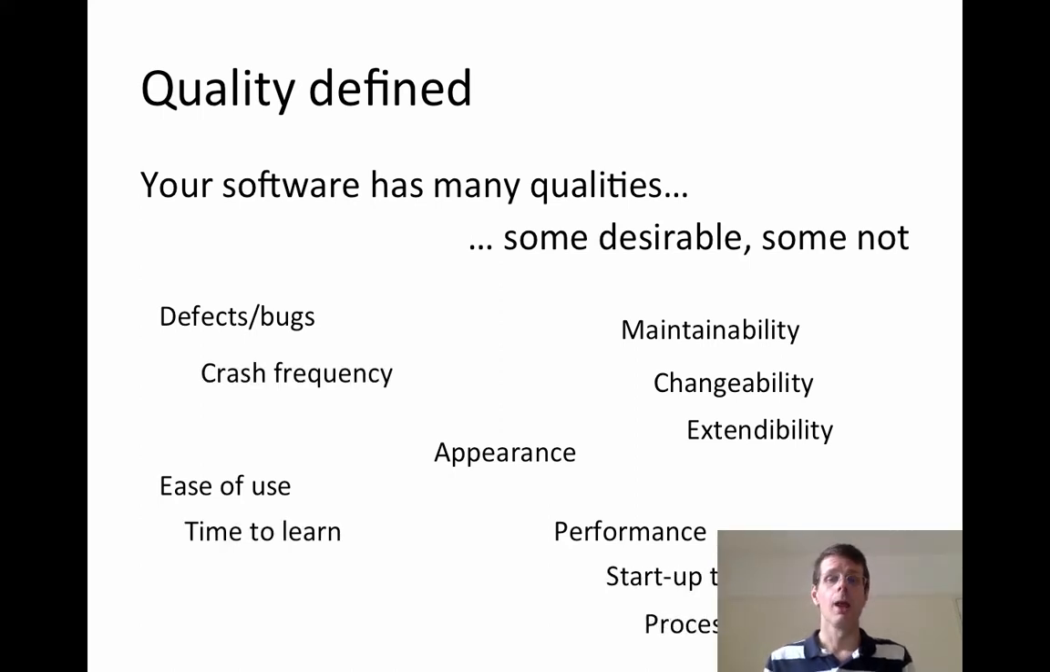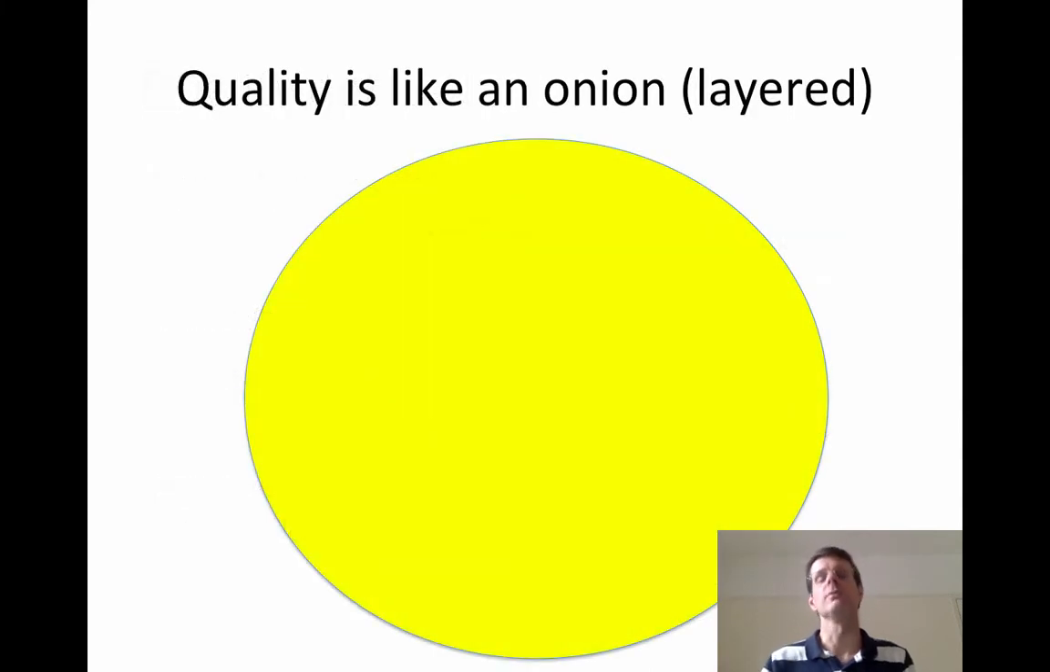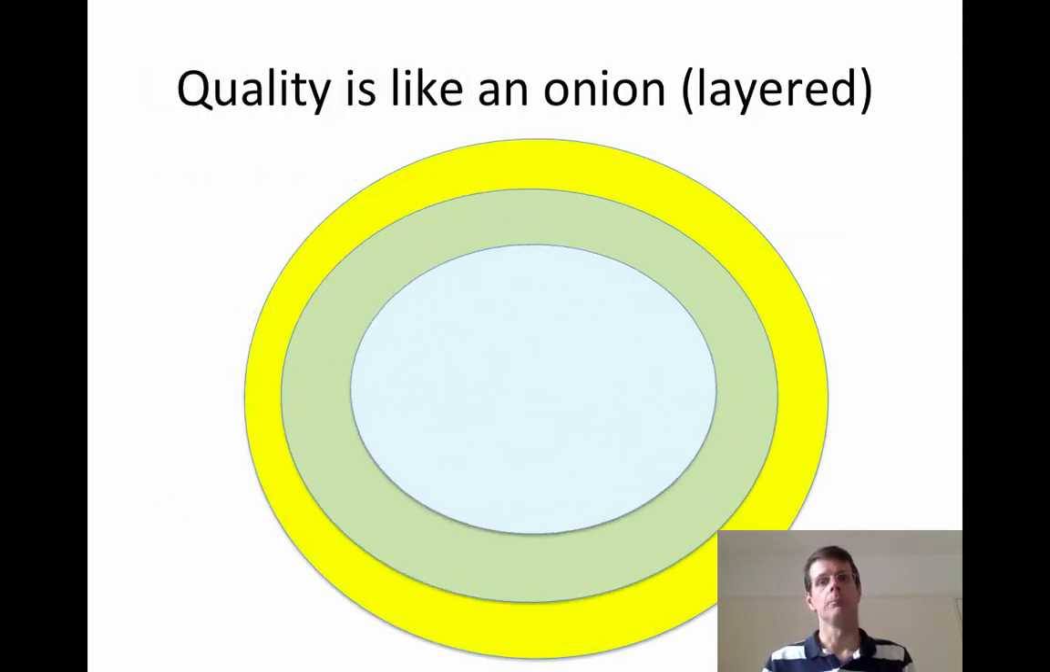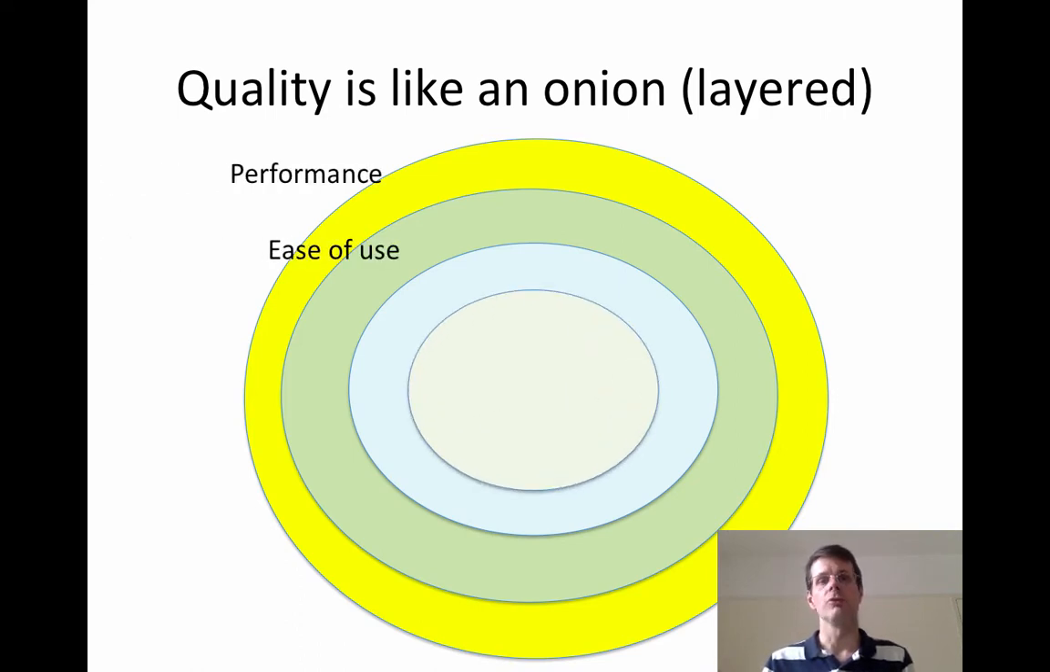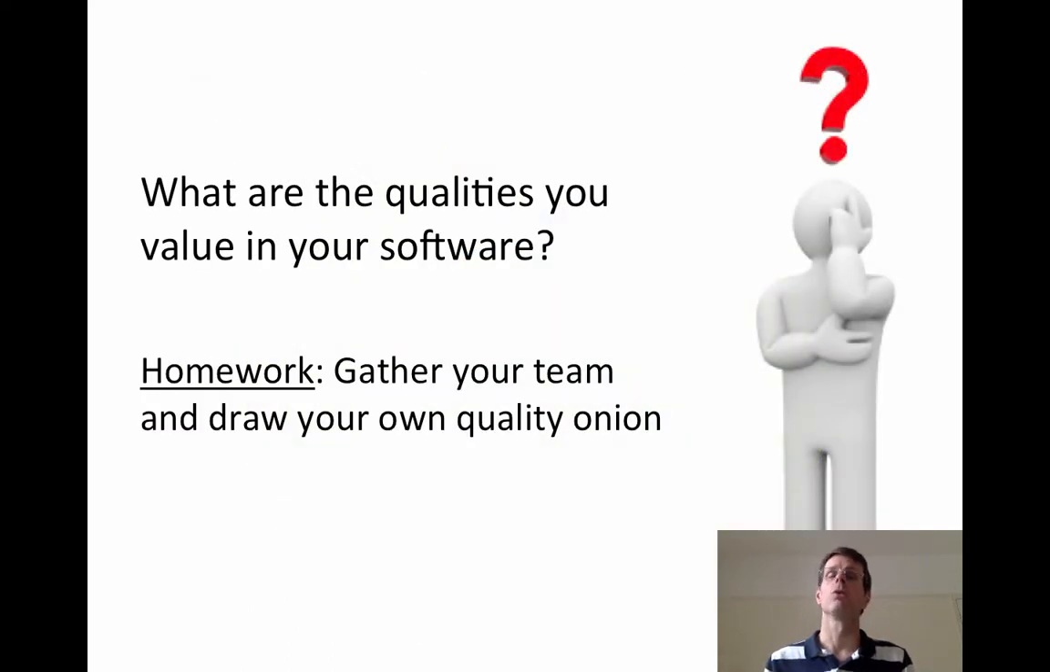Maybe there's some more. I think all these qualities form an onion, by which I mean it's layered. They can nest within one another. So, you may have performance, you may have ease of use, you may have some more things. And they may differ from one product to another. They may differ at different times. I encourage you to think about what are the qualities you value in your software.